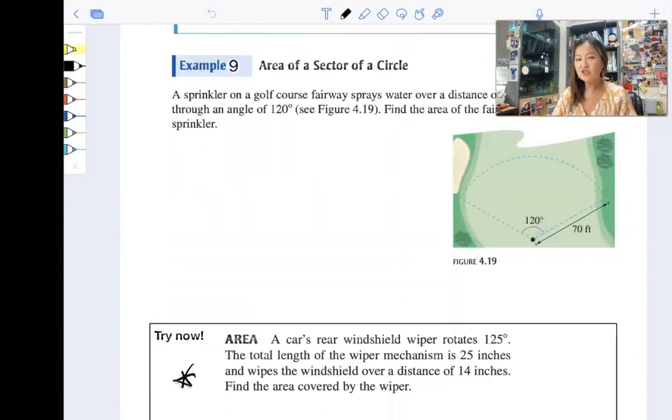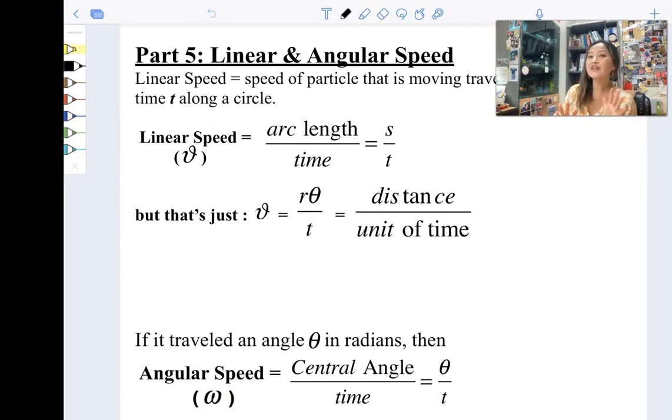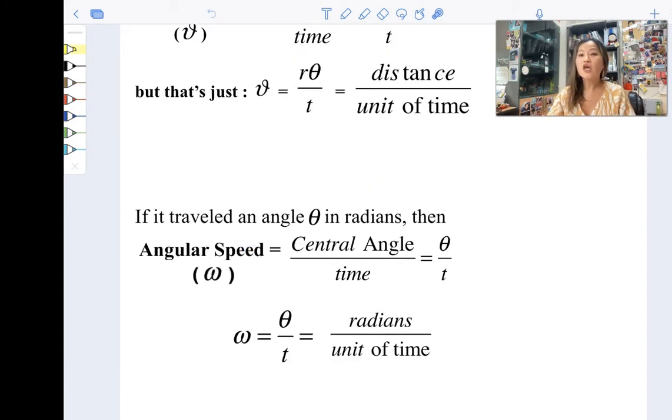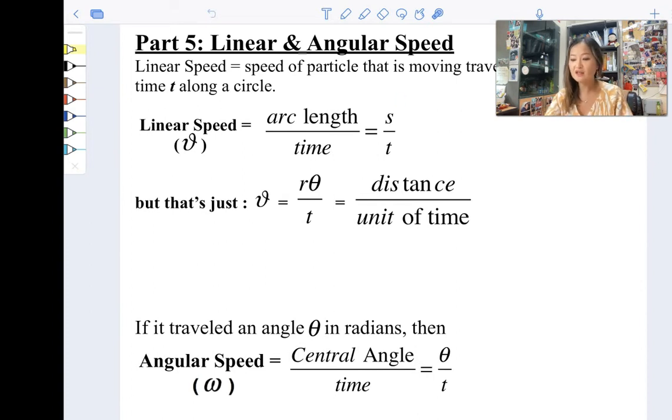So we just finished part 4, and now we're at linear and angular speed. Now, the sound of linear and angular speed, it sounds so difficult, right? And it looks like, oh, linear speed, here's a formula. Oh, angular speed, here's a formula. But I want you to know something. These are not formulas, okay? I want you to think of these as concepts.